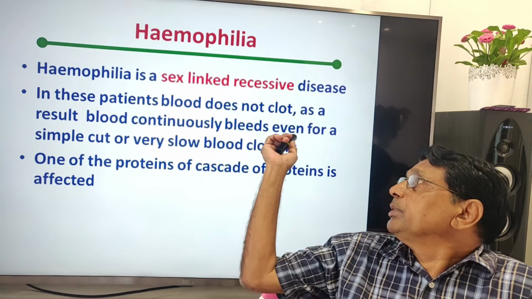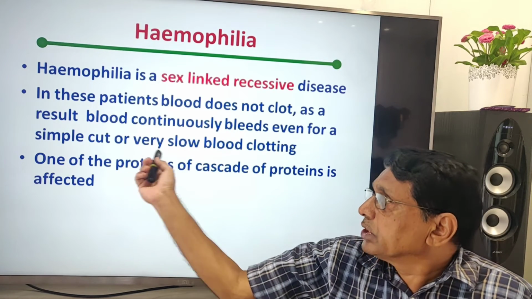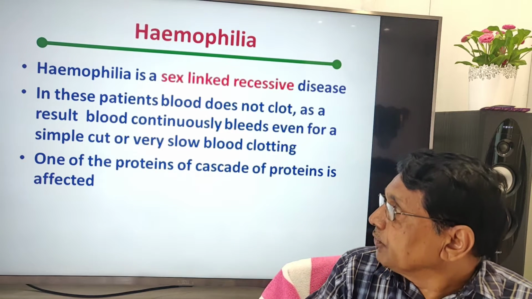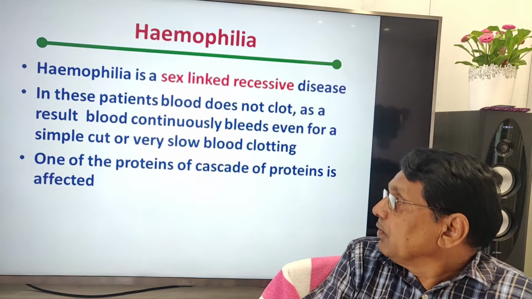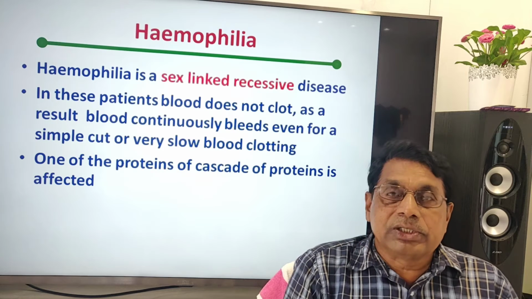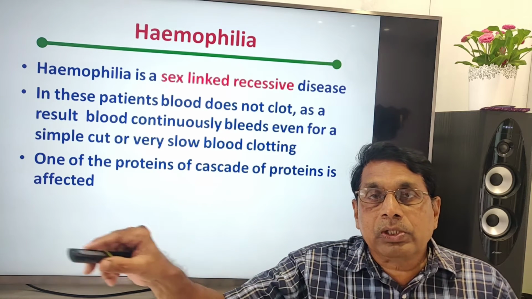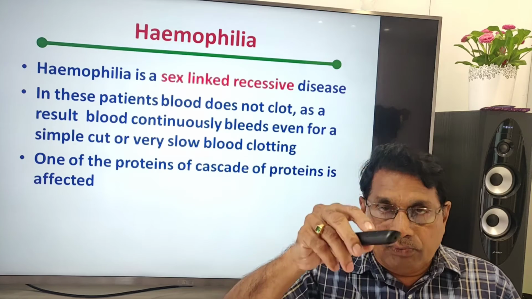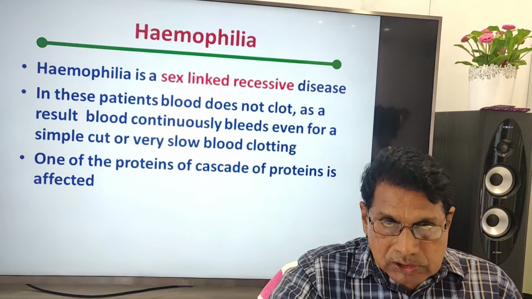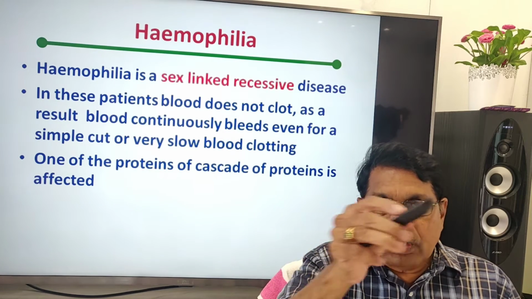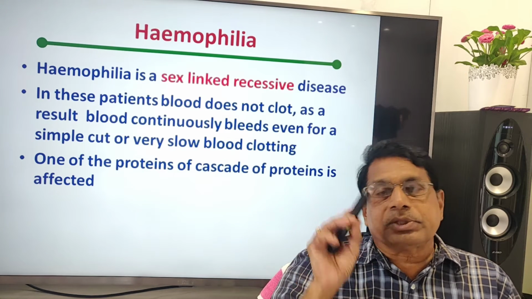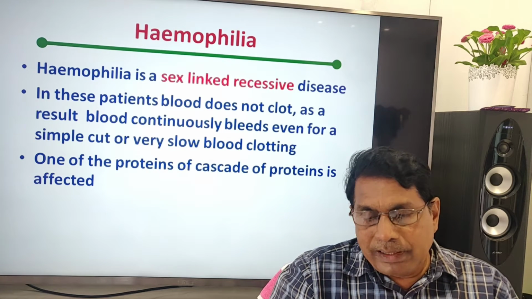Blood continuously bleeds even from a simple cut, with very slow blood clotting. One of the cascade proteins is affected. In blood clotting, so many proteins are involved, one after the other, one gives rise to the other. This is called a cascade. If one of the proteins is affected, this cascade effect will be interrupted, so there will not be blood clotting.